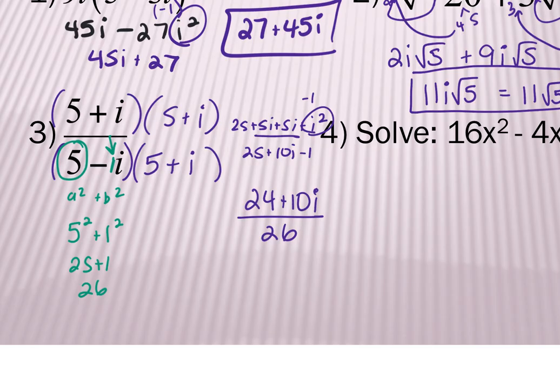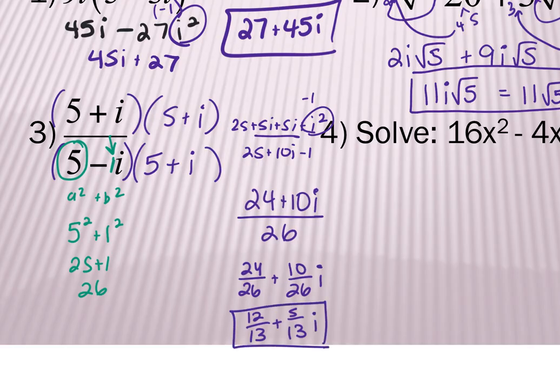And then when we write these in standard form, you could either simplify it first and then split it, or you could split it and simplify it, but you're going to do both. So this becomes 24 over 26 plus 10 over 26 i. And 24 and 26 are both divisible by 2, so this becomes 12 over 13, and 10 over 26 becomes 5 over 13. So we want to simplify it, and we want to write it in standard form, which means the i comes last.